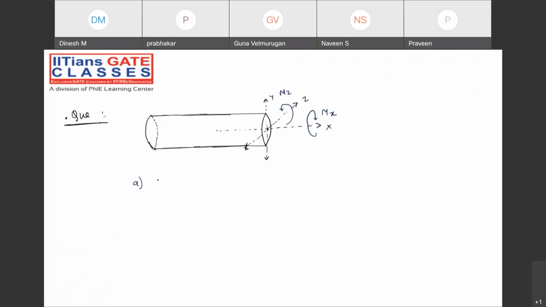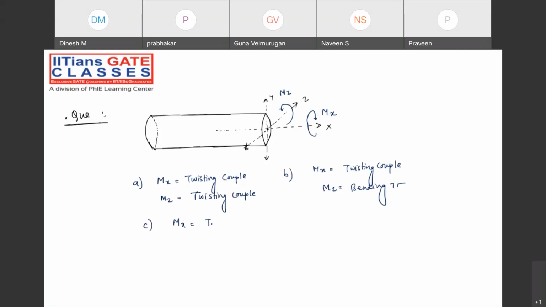So I'm giving you the options. Option A: Mx is a twisting couple, Mz is what? A twisting couple. Option B: Mx will be a twisting couple, Mz will be a bending couple. Option C: Mx will be a bending couple, and Mz will also be twisting. Option D will be none of the above. Tell me guys, it's a very good problem.